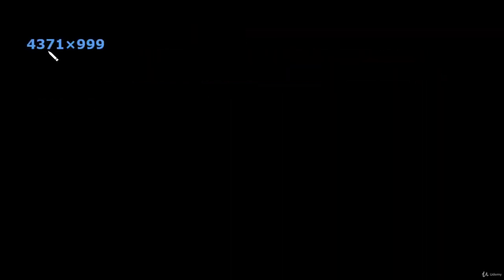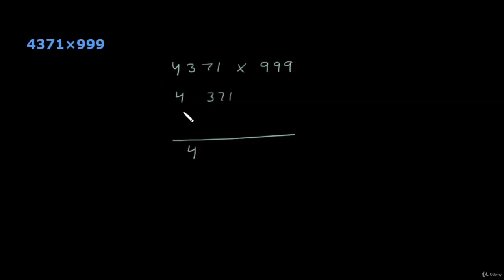Now this time there are 4 digits in the number and 3 digits in the series of 9. Because there are 3 digits in the series of 9, we will divide this number into two parts, leaving 3 digits in the second and the rest of the digits in the first place. Now the answer is divided into three parts. For the first part, we will write this number as it is, like 4.